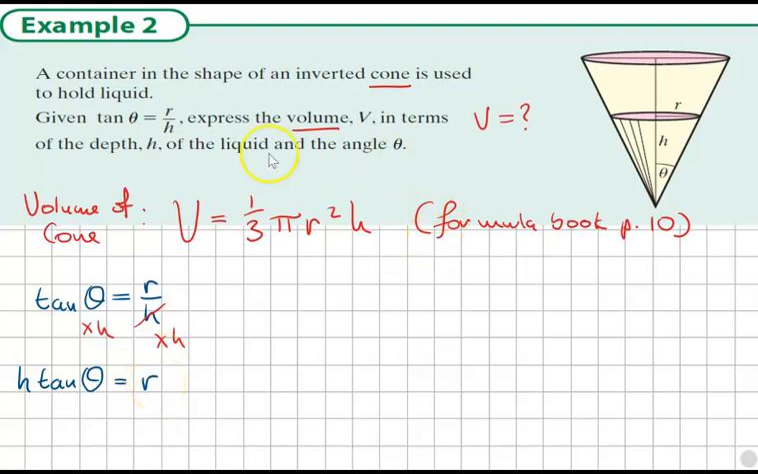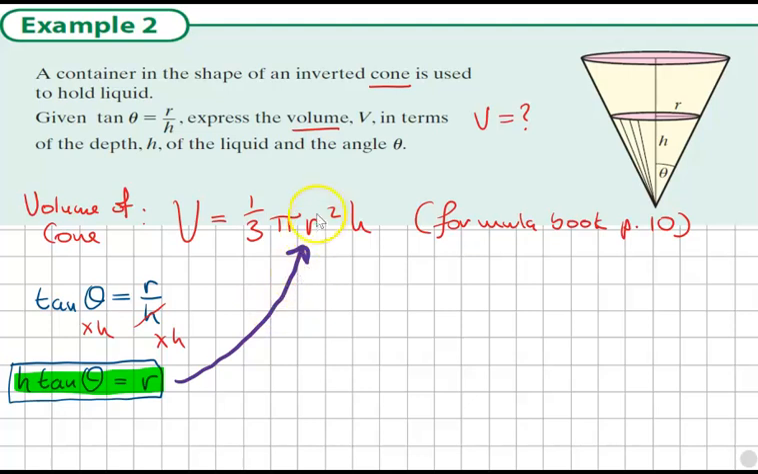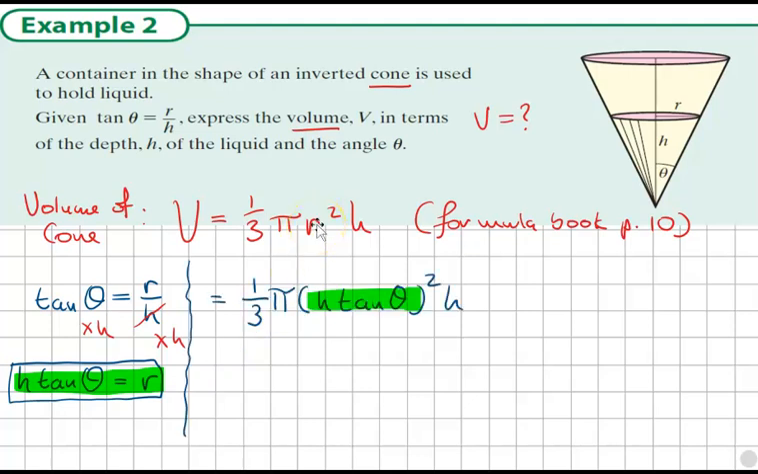Now we can substitute it into the volume formula, and that will get rid of the r from the formula, which means that what we have left will be in terms of h and theta, which is what we want. We were told to express the volume in terms of h and theta. We were not told to express it in terms of r. So we want to get rid of the r. That's why we got it on its own. So now we can replace r with h tan theta. So we replace that r with a set of brackets and h tan theta.